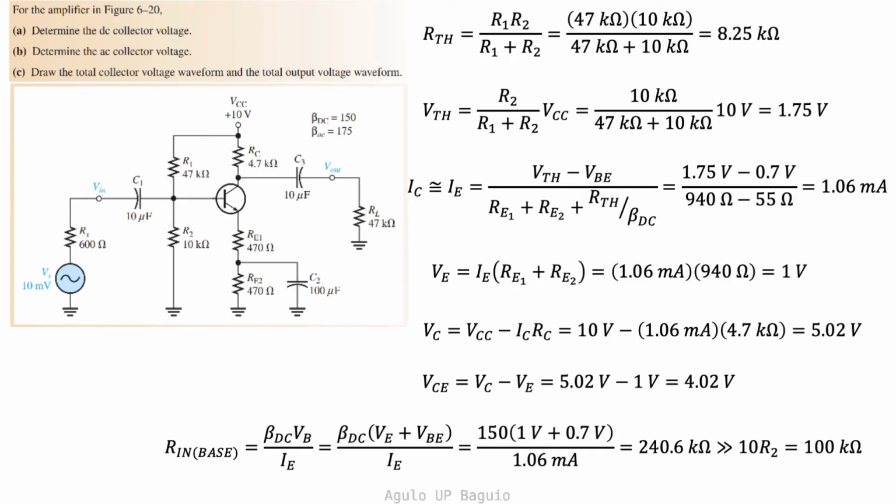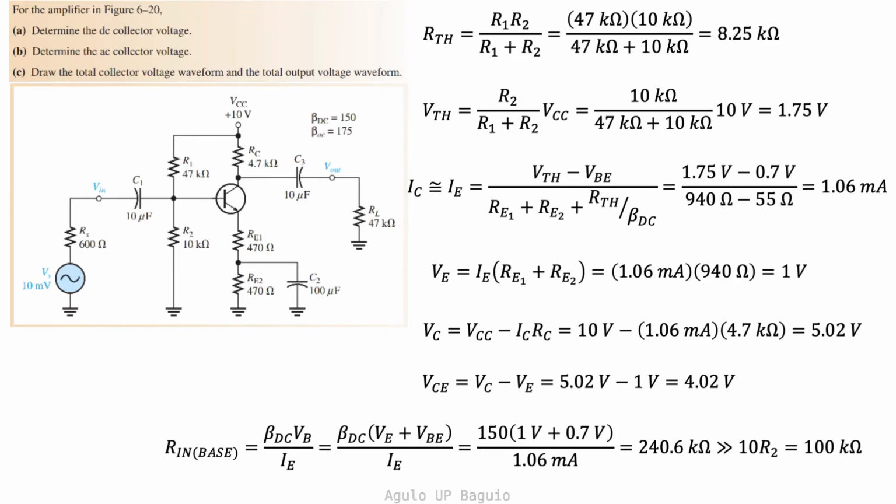Now VC is equal to the difference between VCC and the voltage across the collector resistor. And this is equal to 5.02 volts. Now VCE is equal to VC minus VE, which gives us 4.02 volts. So our Q points are VCE equals 4.02 volts and IC equals 1.06 milliamperes.